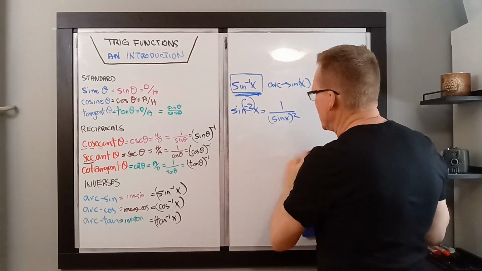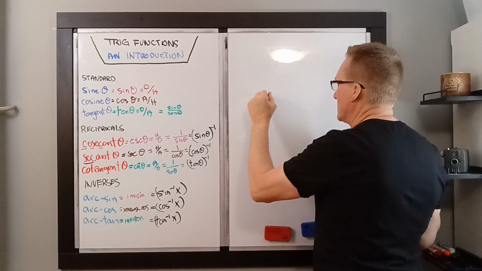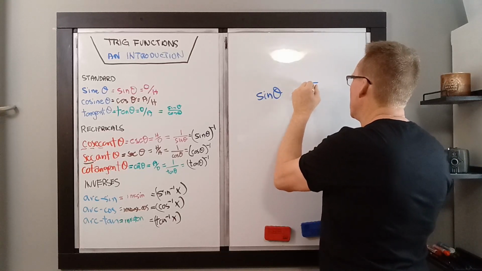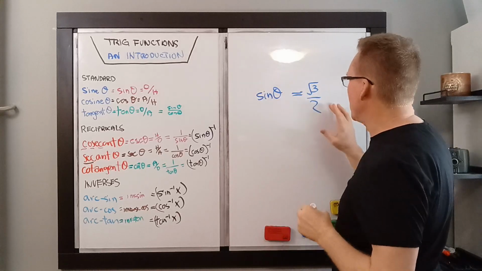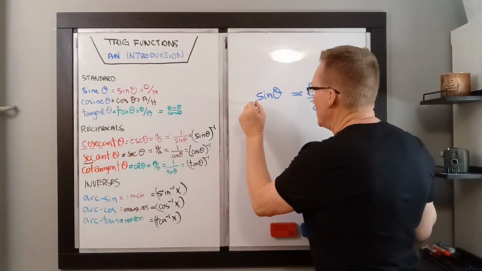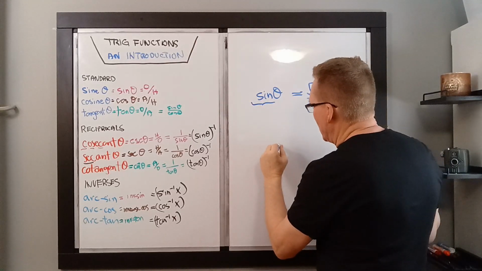I'll just show you what the inverse is once more. So let's say you have the sine of some angle is equal to √3/2. And if you wanted to calculate this, you would have to say, what I want to do is I want to undo the sine function in a similar way to this.